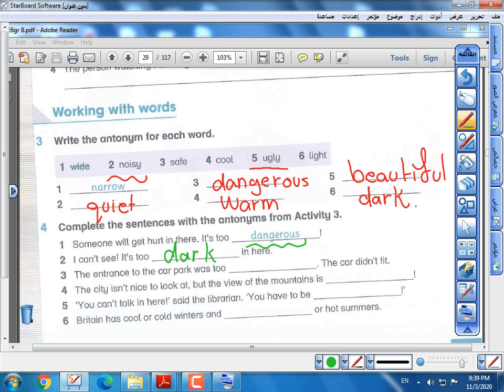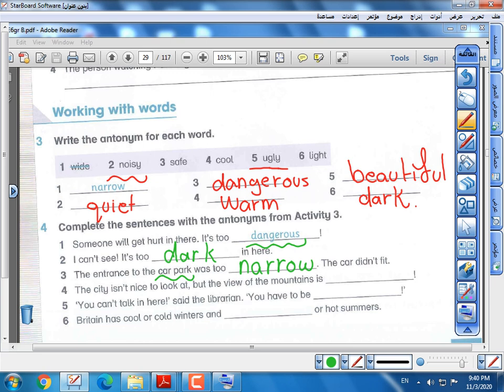Number 3. The entrance to the car park was too what? The car didn't fit. يعني السيارة مش عم بتفوت كويس. ليش؟ لأنه الانترنس اللي هو المدخل للكار بارك لمصف السيارات was too what? Was too wide, كتير واسع, ولا too narrow لحتى السيارة ما قدرت تفوت. Of course it's too narrow. Yes, so the answer is narrow اللي هي معناها ضيق.